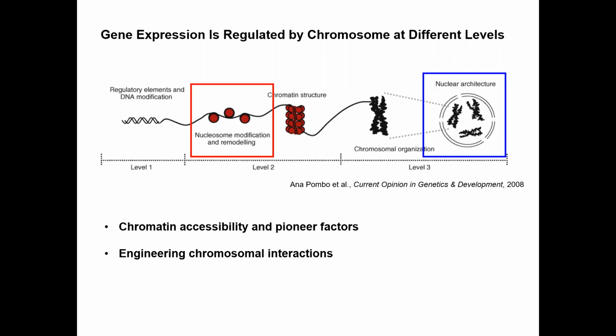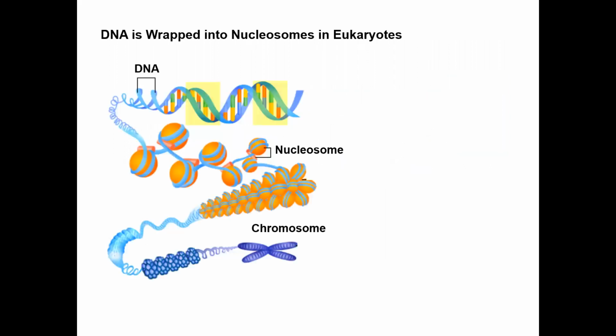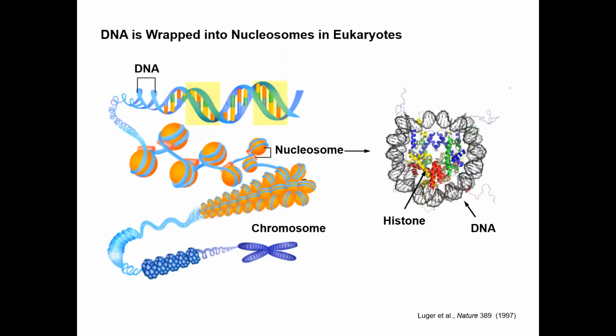I don't think I need too much introduction here. Everybody here knows that eukaryotic DNA is wrapped into nucleosomes, which cover 147 base pairs of DNA wrapping around a histone core. Histone is super positively charged and DNA is negatively charged, so together they form this very stable structure. Because the structure is very stable, it presents a barrier for other factors to access DNA.